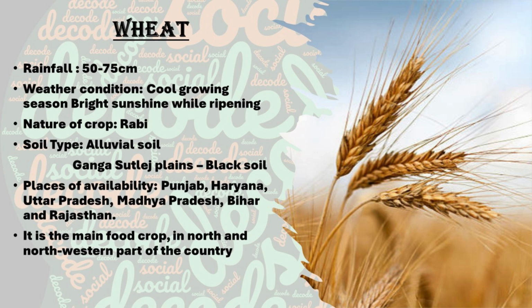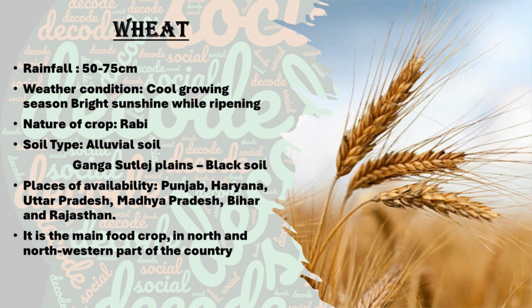Here wheat is the main Rabi crop. It requires cool weather and bright sunshine at harvest. It grows well in well-drained fertile alluvial soil. It is produced in the states of Punjab, Haryana, Uttar Pradesh, Bihar, Rajasthan, etc.